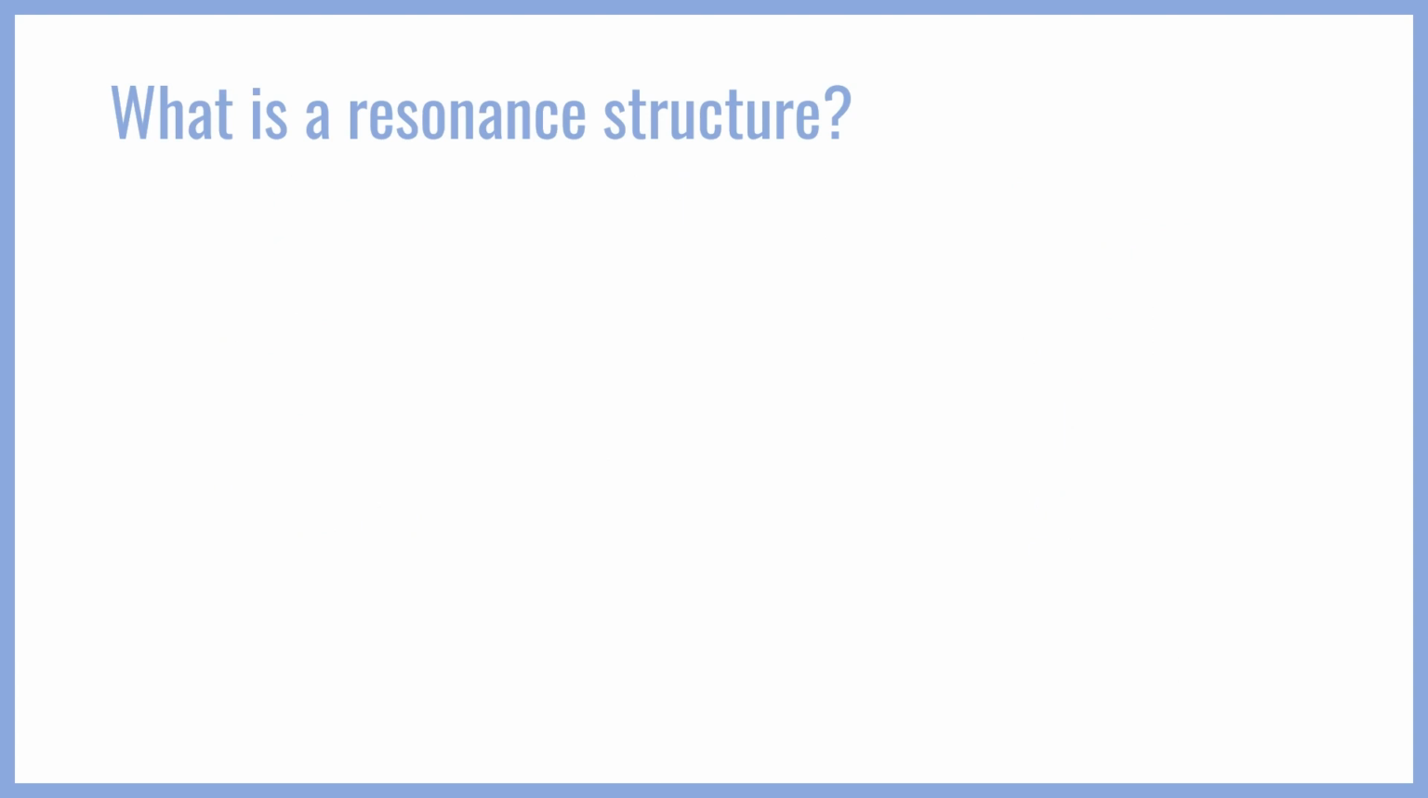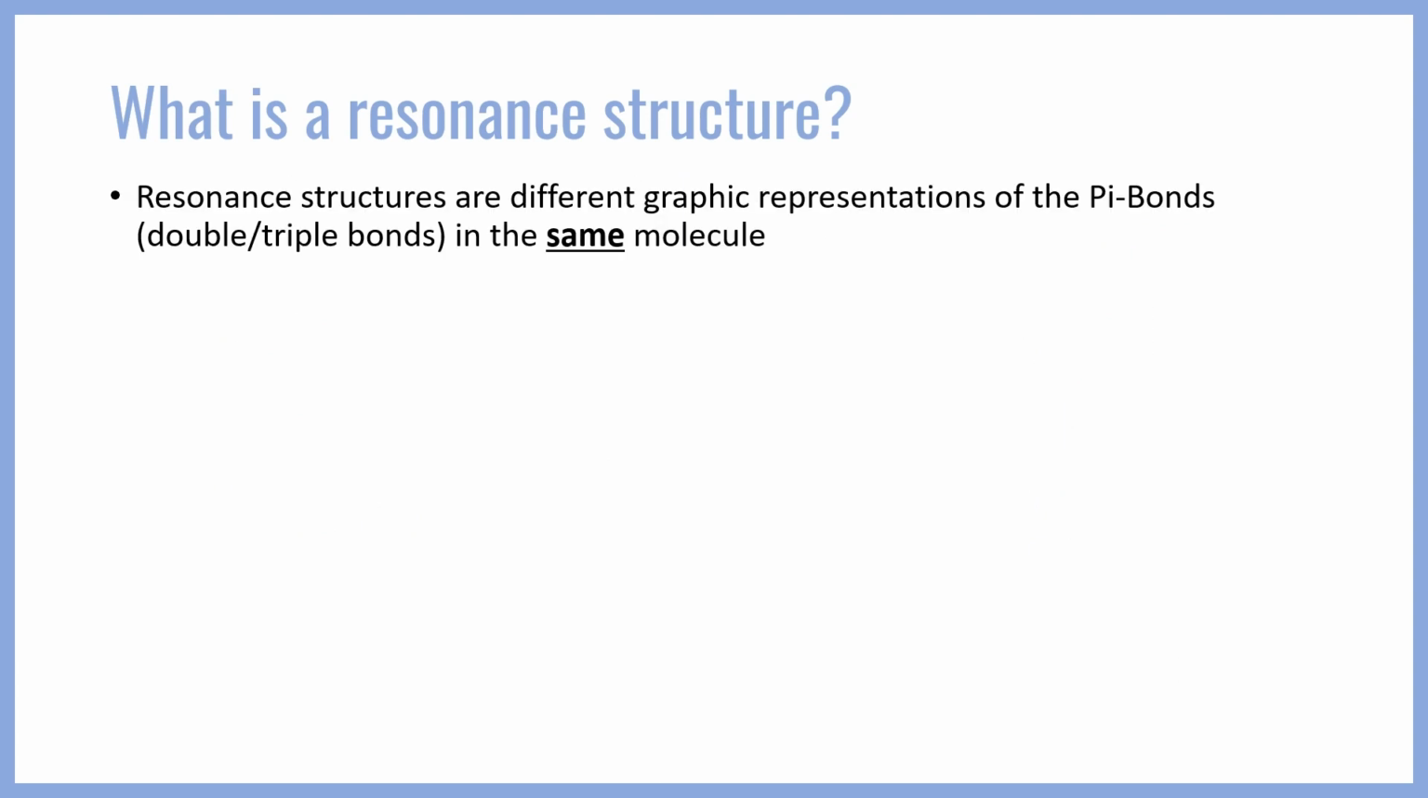So, first and foremost, what is a resonance structure? Well, resonance structures are different graphical representations of the pi bond connectivity, that is, the double and triple bond connectivity, in the same molecule. In other words, resonance structures are different ways of representing how the pi bonds connect different atoms within a given molecular structure.